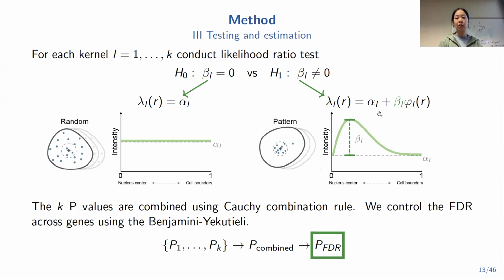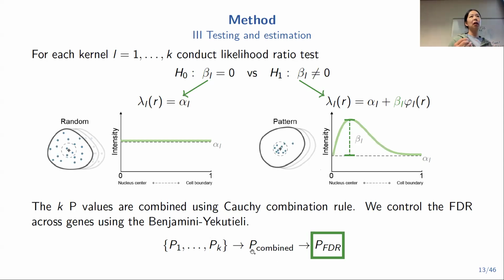If our beta is non-zero, then it means it has a certain projection on this particular kernel. For example, this one, it means it has some pattern. So that's our hypothesis testing, beta equals 0 versus not, and we use the likelihood ratio test. After this step, we will have one p-value for each kernel. Because we definitely want to summarize all the information captured across all the kernels, we will use the Cauchy combination to combine all of those p-values into one for one gene.